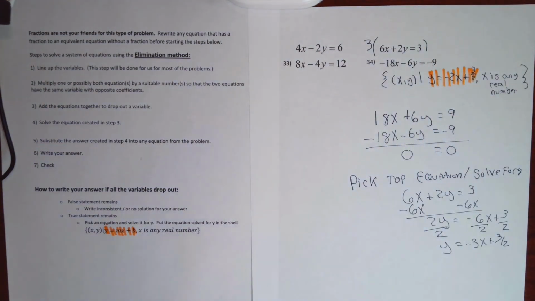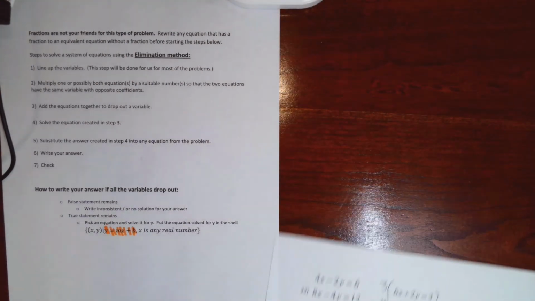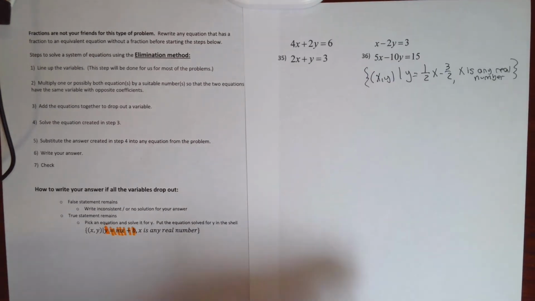Everything else that I wrote is just the proper way to write an answer that has infinitely many solutions, when the lines would graph to be the same line, when any point on a line is a solution to both. One more and we'll move on to our part 3. Same deal here. This is going to have infinitely many solutions, which means all the variables will drop out and I'll get a true statement.